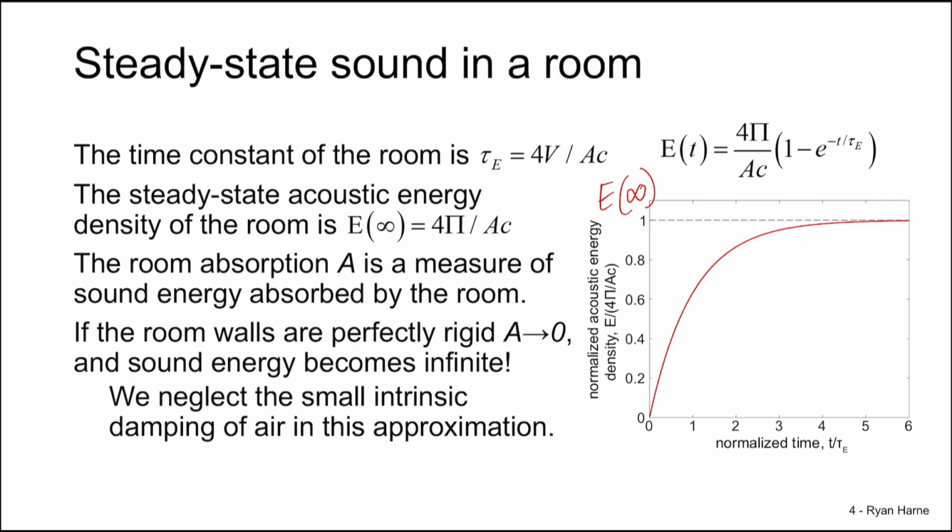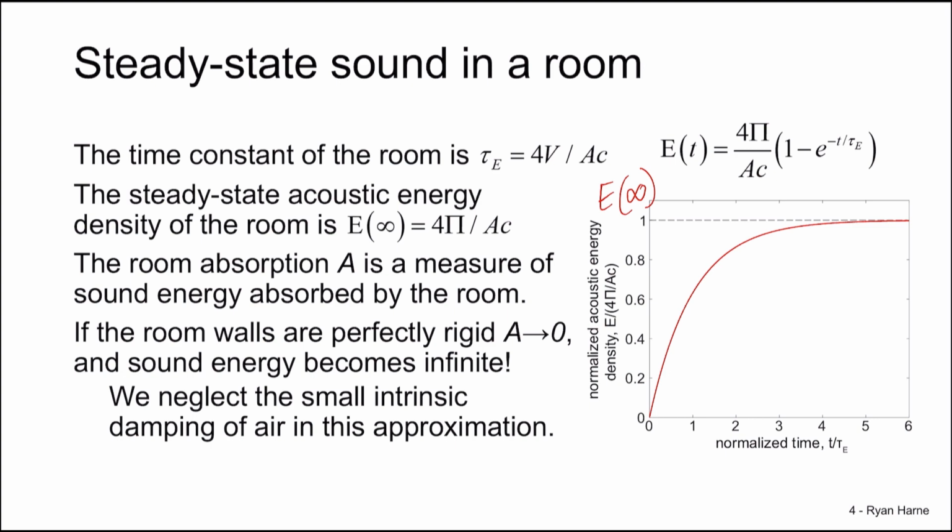Now, if we think that the room is perfectly rigid, this is a case where the room absorption goes to 0. And that would mean that our steady state acoustic energy density goes to an infinite value. Now, of course, this is not intuitive. If a sound source is placed in a room, the volume doesn't infinitely increase. And that's because we have neglected the small but meaningful intrinsic dampening of the air in this approximation. So this signifies the sound that builds up when a source is placed in the room.